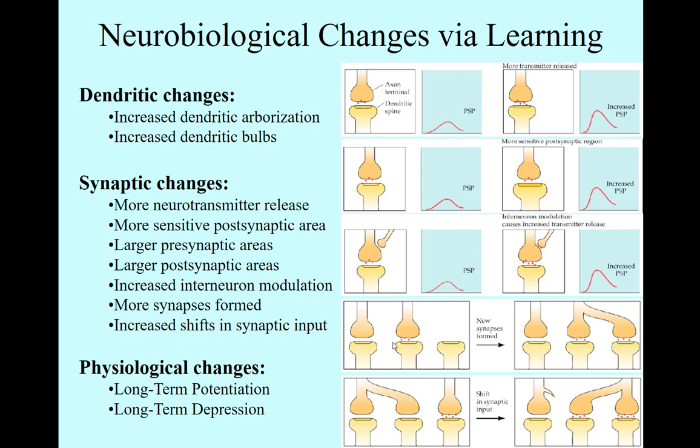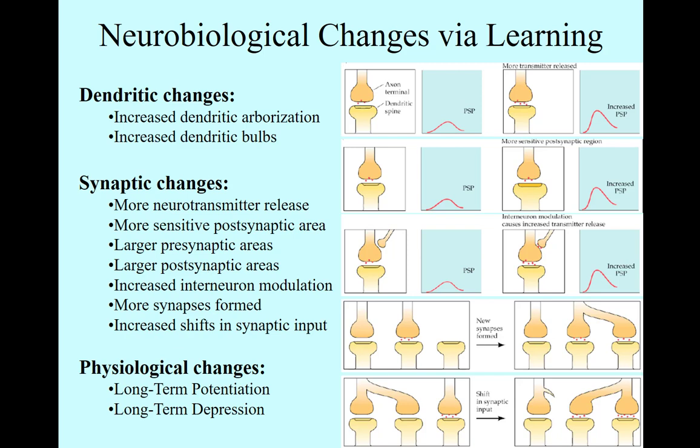So what changes? Well, there's increased dendritic arborization. There are more dendrites that form. There are more dendritic bulbs that form. There's more neurotransmitter that's released. There's a more sensitive postsynaptic area. That means more receptors and larger pre- and postsynaptic areas, making it more available for neurotransmitters to release and for receptors to bind to them.